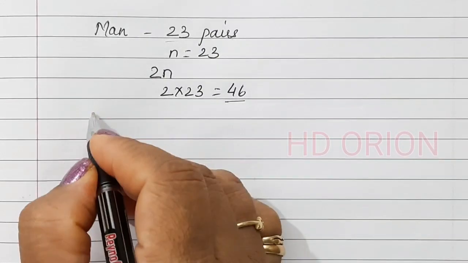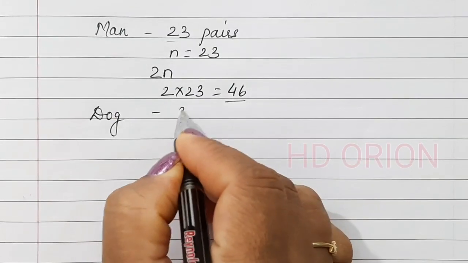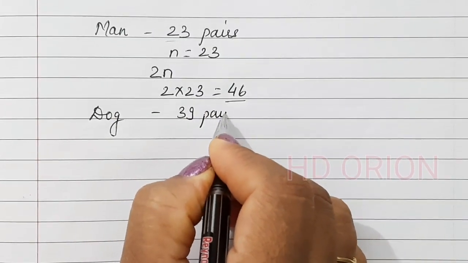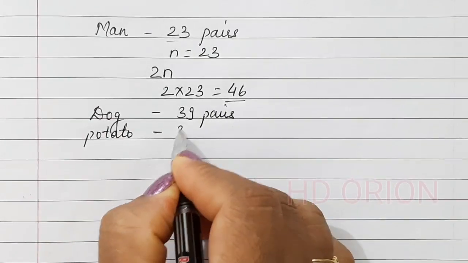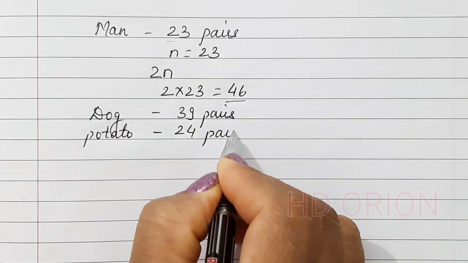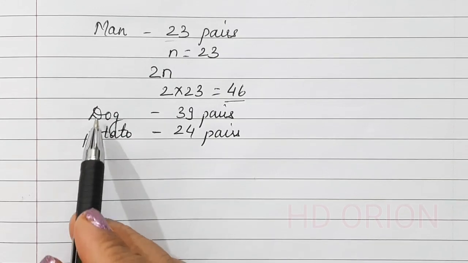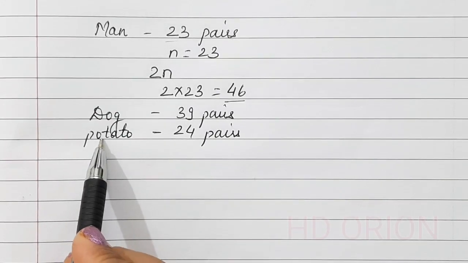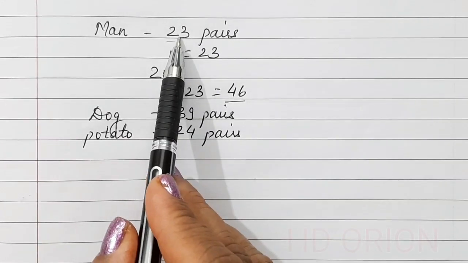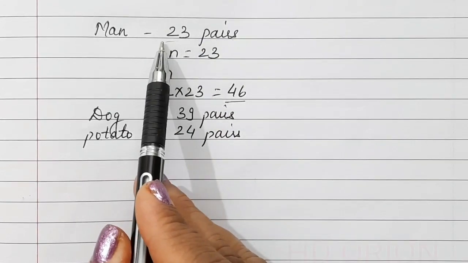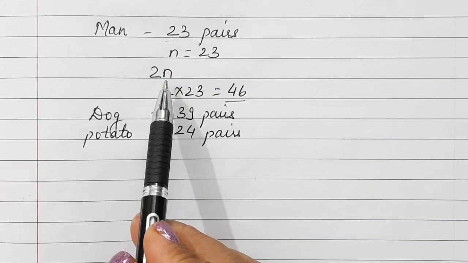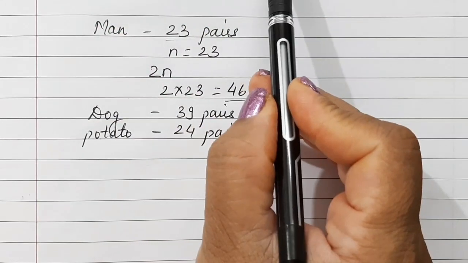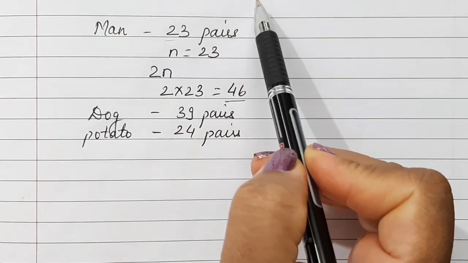For example, dog has 39 pairs. Potato cells have 24 pairs. That means the chromosome number in each species is always constant. Man always has 23 pairs of chromosomes. So this pair of chromosomes is always to be maintained. But during meiosis, the diploid number becomes haploid.